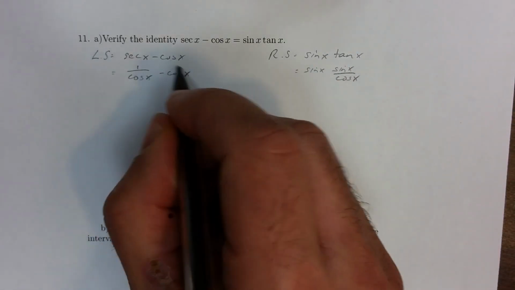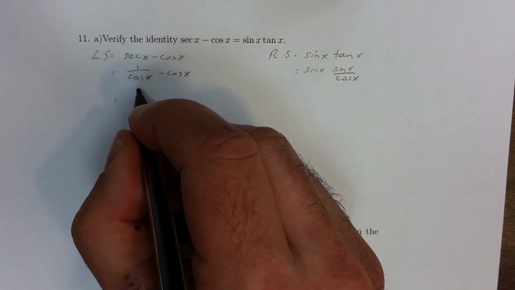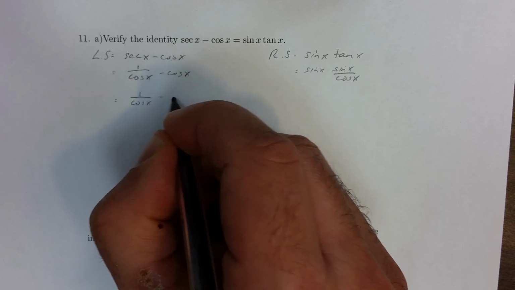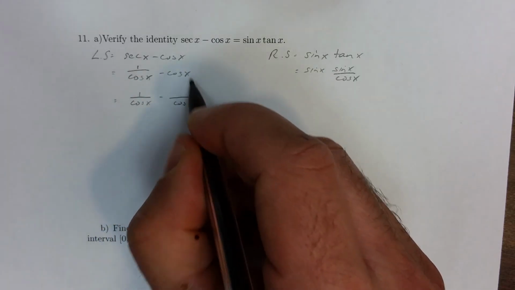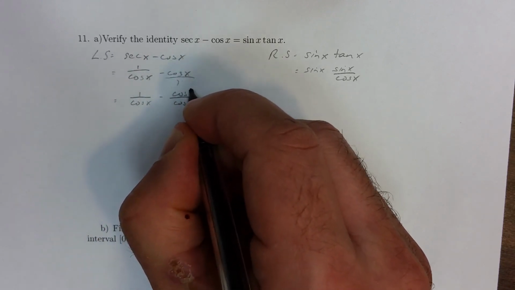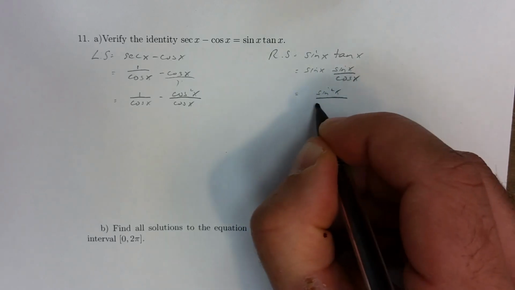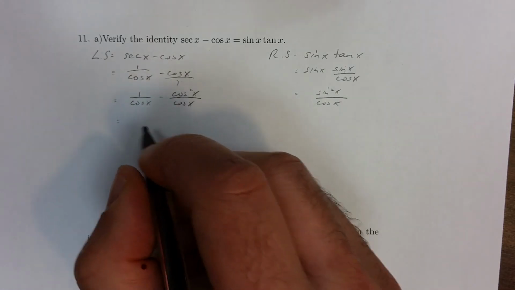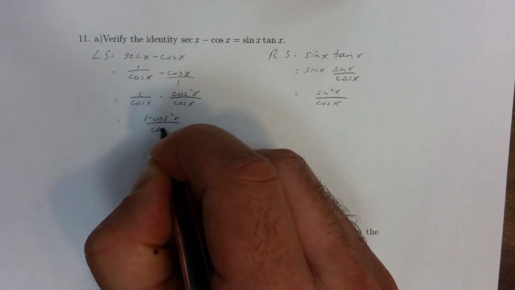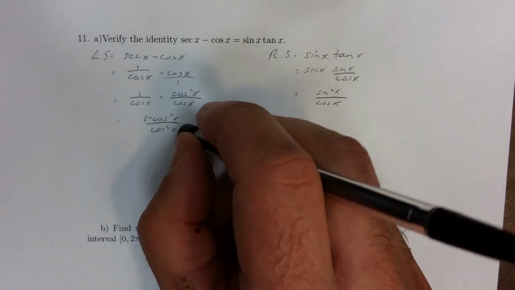So what we have over here, we know when we subtract fractions, we're just going to get everything over a common denominator. So this is equal to 1 over cosine of x. This is cosine of x over 1. I want it to be over cosine of x. But if I multiply the bottom by cosine, I have to multiply the top by cosine too. So that would make it cosine squared of x. And what we have over here is sine times sine. That's sine squared x over cos x. What we have over here is 1 minus cosine squared of x over cosine of x.